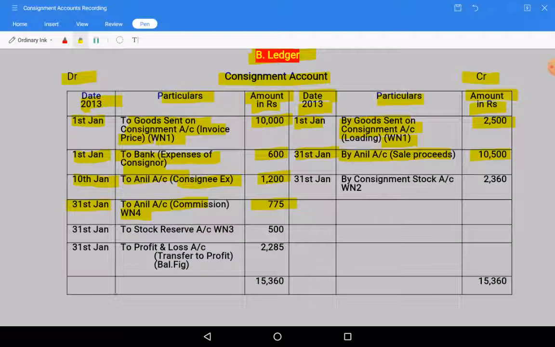Whatever amount is payable to the consignee or whatever the consignee did, the consignor will write his name. That is why you can see Anil, Anil, Anil in these transactions.